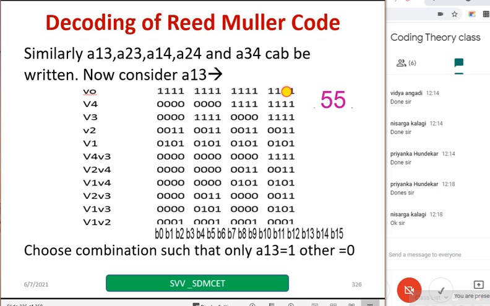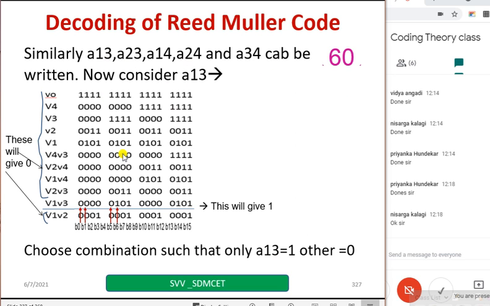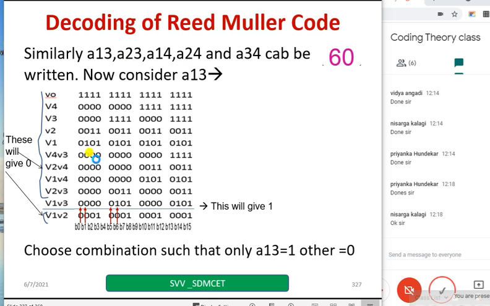See, if I take B0, B1, B5, B6 and add, the answer will be 1 for V1, V3. But if you add the same columns for other V0, V4, V3, it will become 0. So please try to understand: B0, B1, B5, B6 if I add, it will become 1 for V1, V3. If I add for the remaining, here and there, try randomly, it will become 0. Only for this row, it will become a 1.